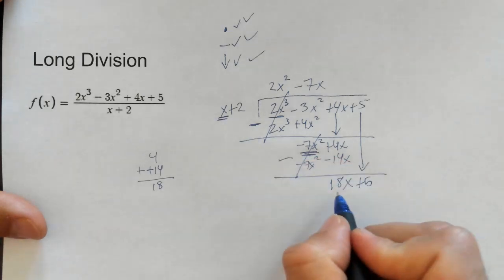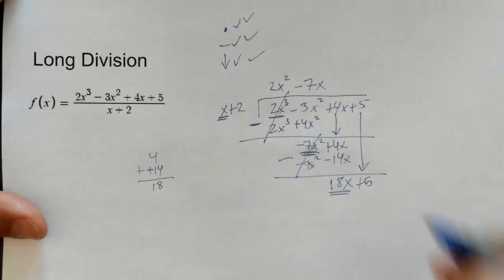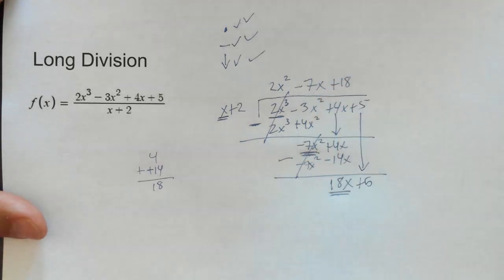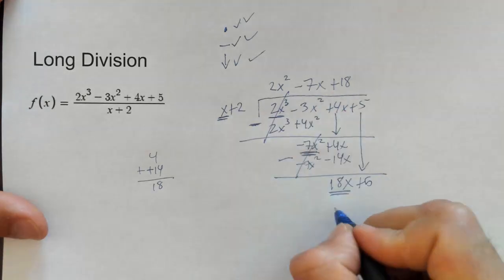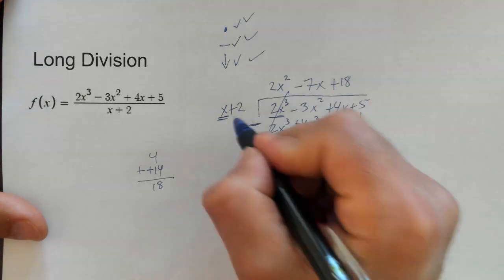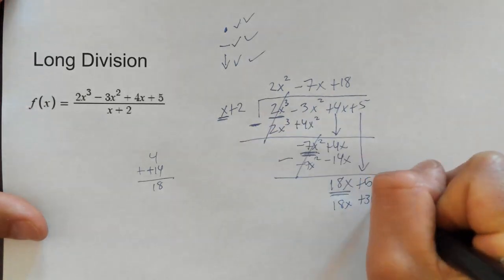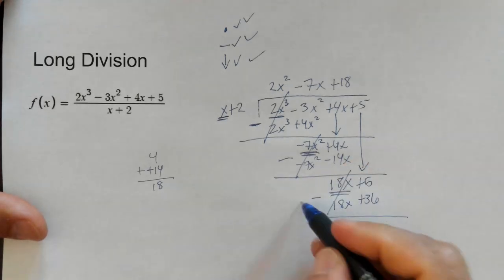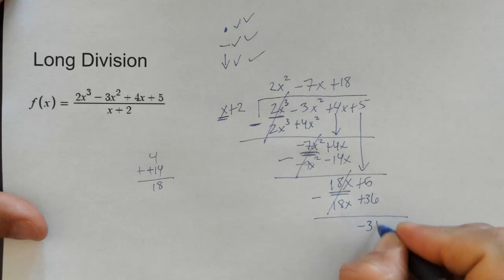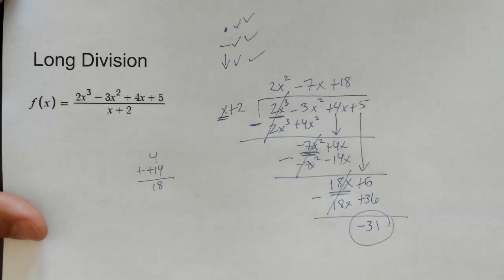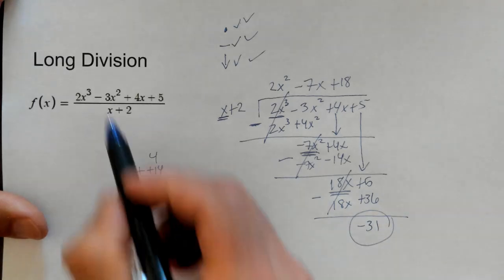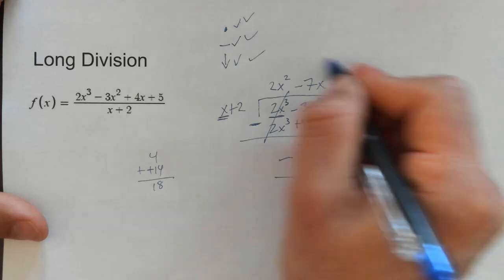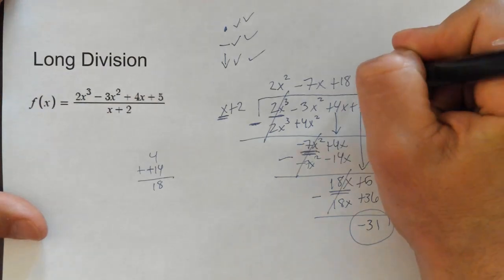So x times something is 18x. Positive 18. So 18 times x is 18x. 18 times 2 is 36. And we subtract. Let's cancel. 5 minus 36 is negative 31. This is my remainder. So when you're dividing, you're going to get a quadratic plus the remainder.